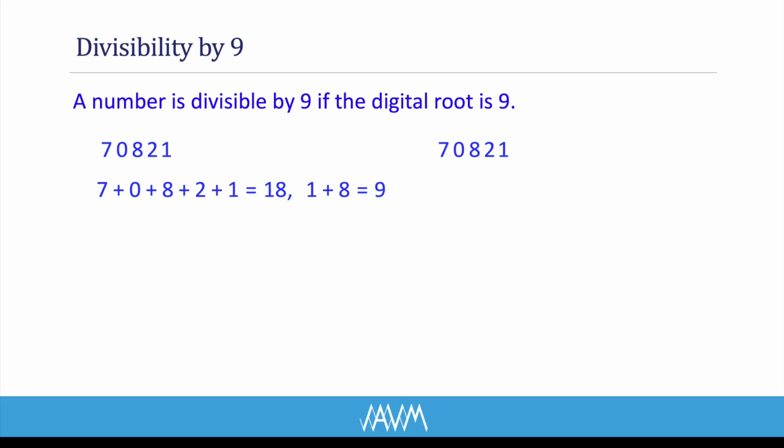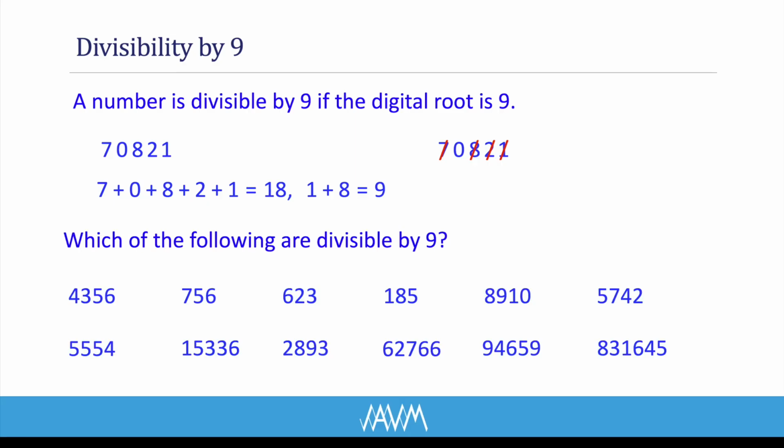We can also find the digital root by casting out 9s. 7 and 2 add to 9. 8 and 1 add to 9. And so we are left with nothing, and that means the digital root is 9. Work through this exercise by looking at the digital roots to find out which are divisible by 9. Okay, now I'll show the answers.